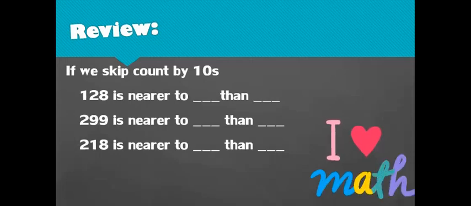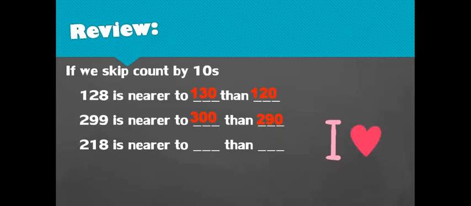If we skip numbers by tens, 128 is nearer to blank than blank. 128 is nearer to 130 than 120. Next, 299 is nearer to blank than blank. 299 is nearer to 300 than 290. How about the third one? 218 is nearer to blank than blank. 218 is nearer to 220 than 210.